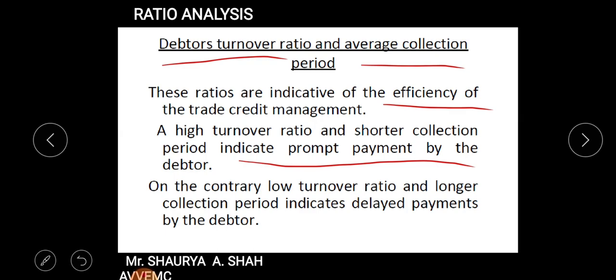So that's why it is said a higher turnover ratio and shorter collection period indicate prompt payment by the debtor. Means your turnover ratio is high and the payment is received earlier. On the contrary, a low turnover ratio and longer collection period indicate delayed payment by the debtor. So a higher turnover ratio is good, and a lower collection period, right? So lower days we are receiving the money.